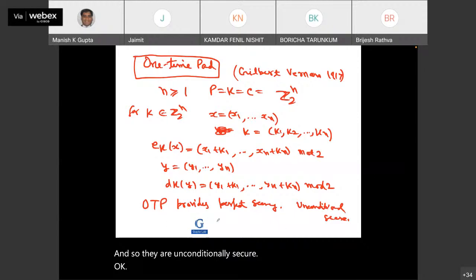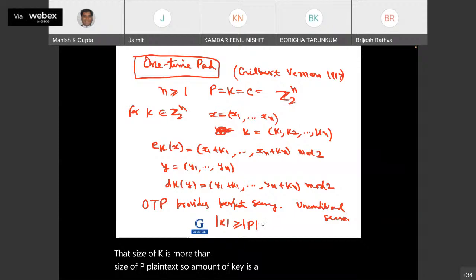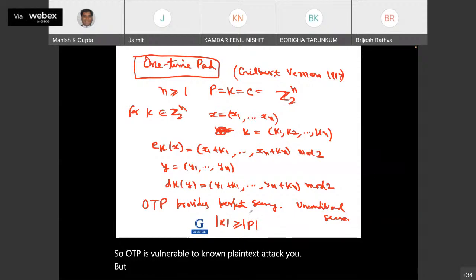Now there is one disadvantage of OTP: the size of k is as big as the size of the plaintext P, so the amount of key is as big as the plaintext. So OTP is vulnerable to a known plaintext attack. So that's all about the one-time pad.